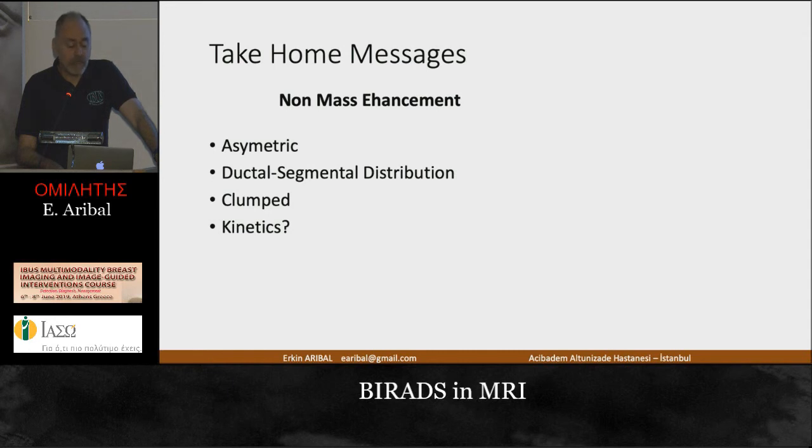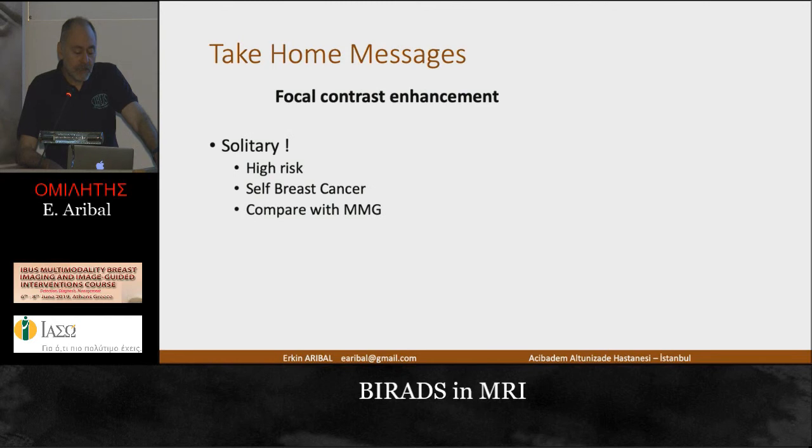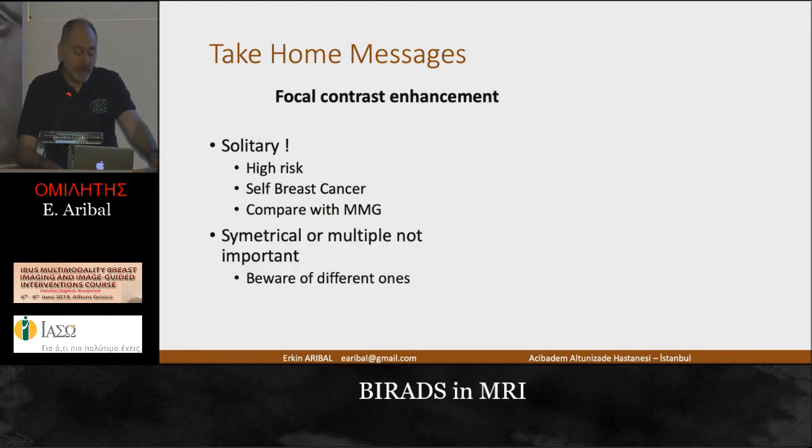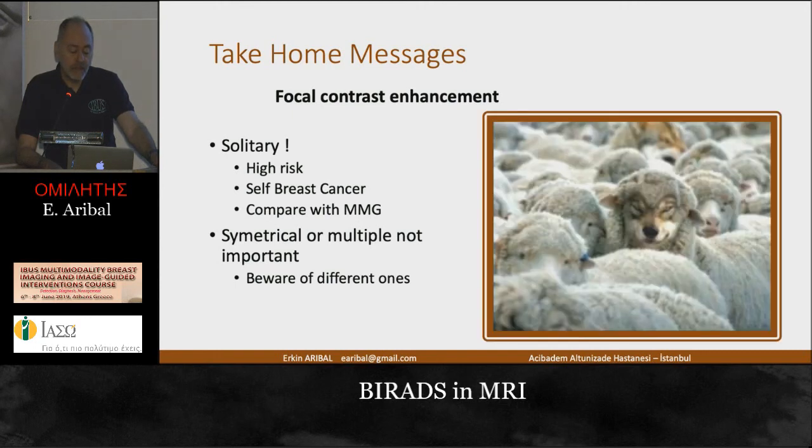Ductal, segmental, linear distribution is important for malignancy. Clumped type of enhancement is mostly malignant. And kinetics may not help you, but just look at it. Focal contrast enhancement, if it's solitary, is a high risk for cancer. If the patient has a personal breast cancer history, you should be cautious. Always compare with the mammogram and even with the ultrasound. If they are symmetrical and multiple, it's not important, but beware of the different ones that are in between the sheets.